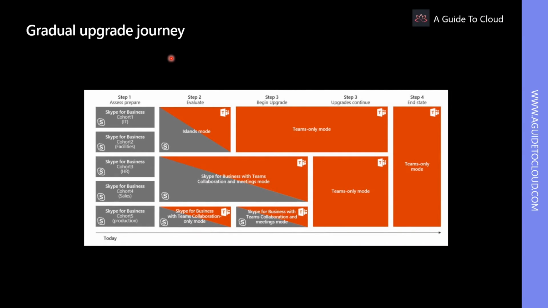A gradual upgrade journey offers coexistence and individual upgrade modes for different groups of users, also called cohorts. In this path, Teams is deployed for the organization in Islands mode for evaluation and then move on to the different coexistence mode for different groups of users. You can see the gradual upgrade journey illustrated in this following diagram.